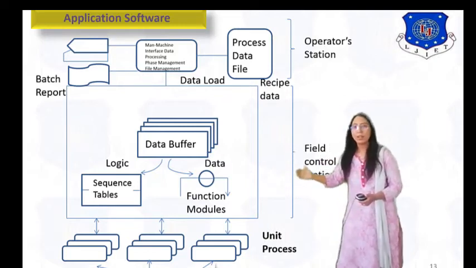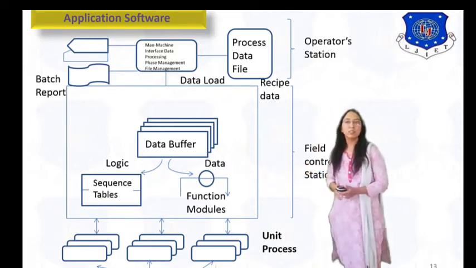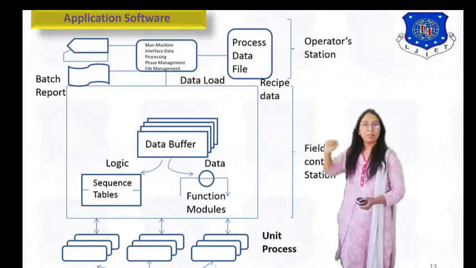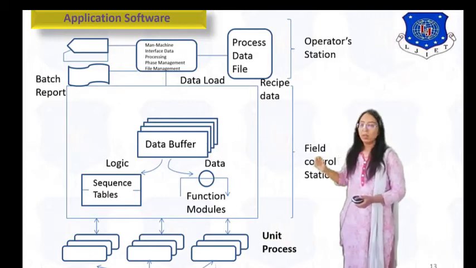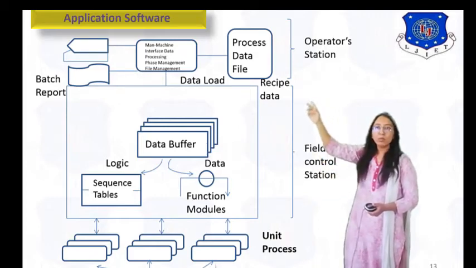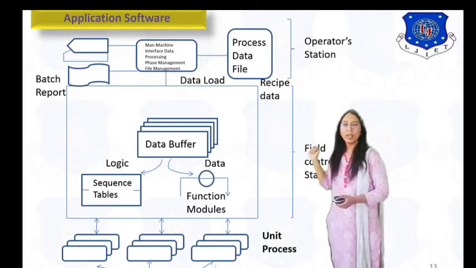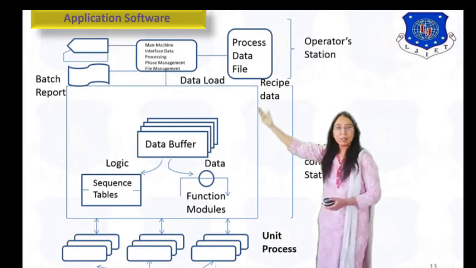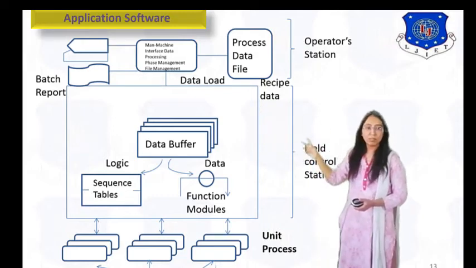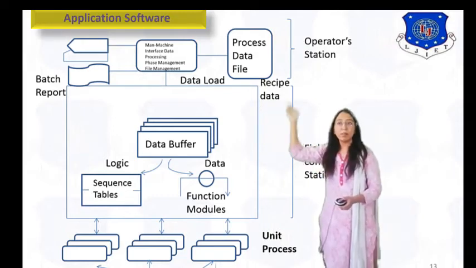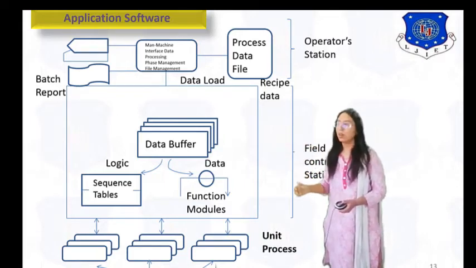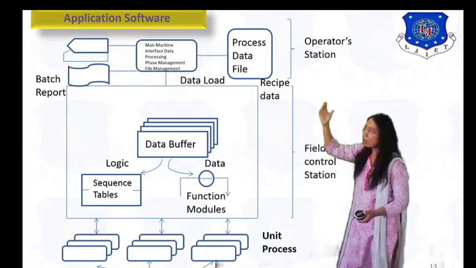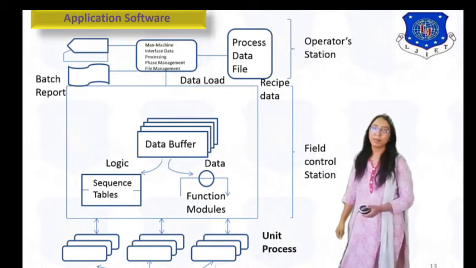Then after that data is sent to the operators station, right? So data is received by the operators station. The transferred data is gathered into the process data file. Then after data load, we are sending data to the man machine interface, face management and file management, and then after that batch reports are available. So this is the general structure of application software.